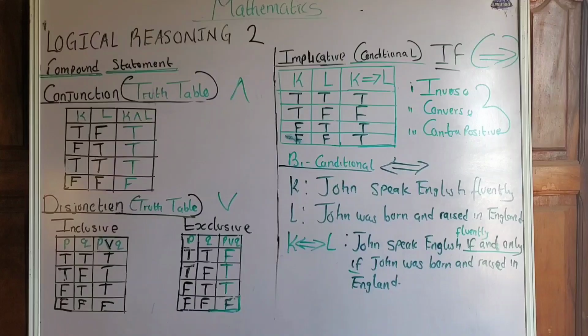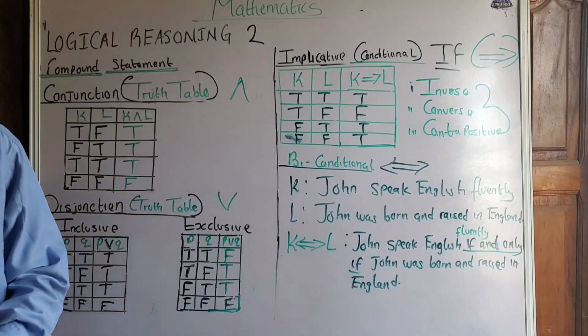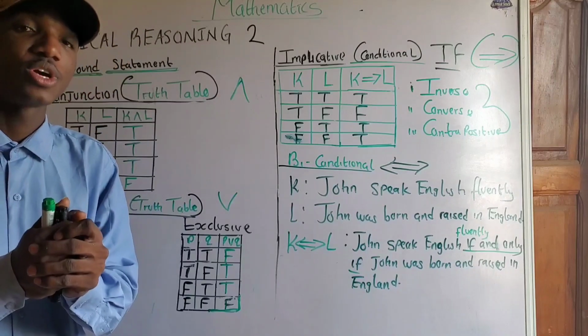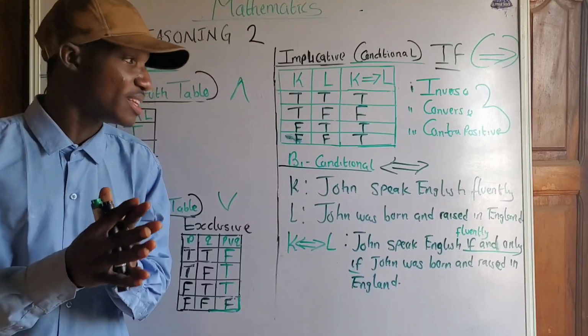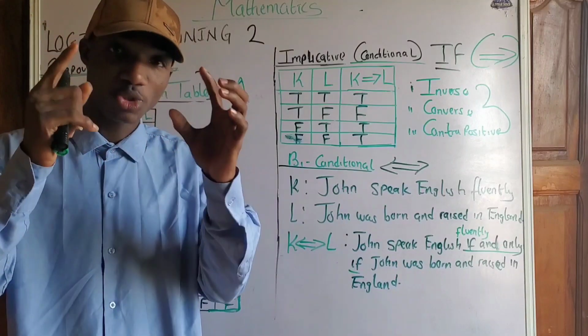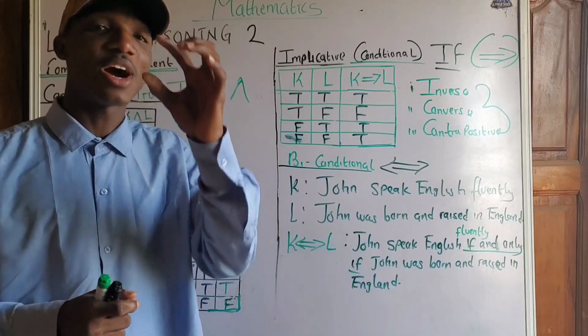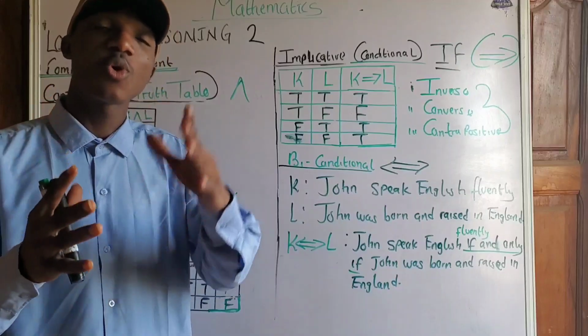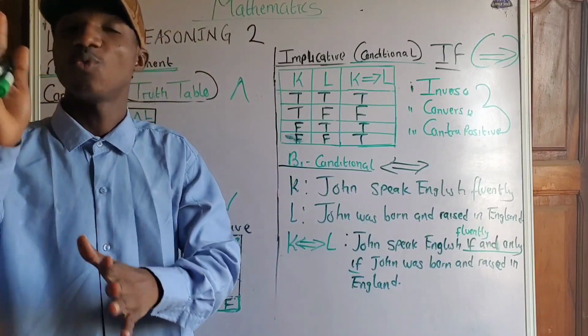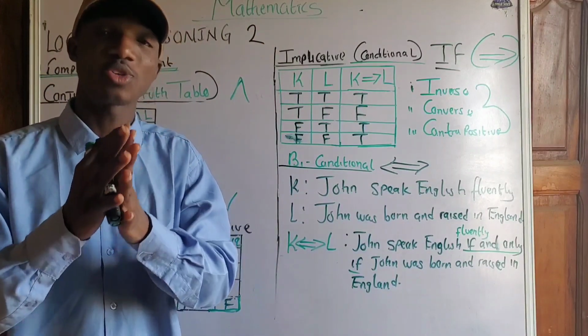Now let us look at the truth table for a biconditional statement. Listen to me carefully. In a biconditional statement, we only have a conclusion that is true if both statements are true or both are false. We said that both of the statements depend on each other, right? If only one of the statements is true, we cannot have a conclusion that is true. We are going to have a conclusion that is false.